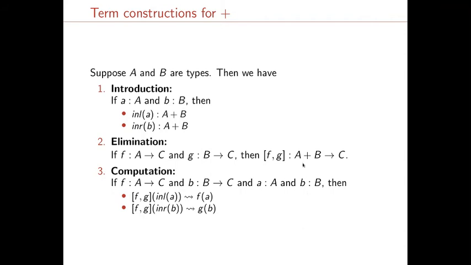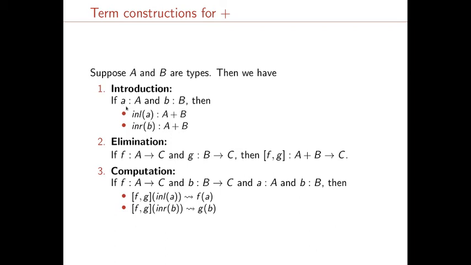Finally, we have term constructions for plus. Suppose A and B are two types, then we can form a new type called A plus B. How do we form terms of type A plus B? Well, there are two options. If we have a term a of type A, then we can form the term in left of a, which is a term of type A plus B. And if we have a term b of type B, then we can form the term in right of b, which is a term of type A plus B again.